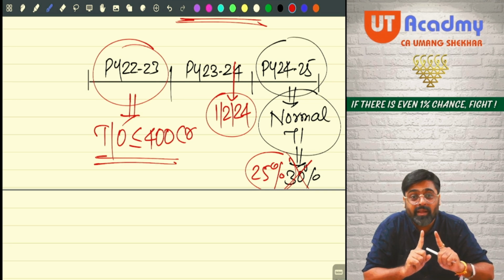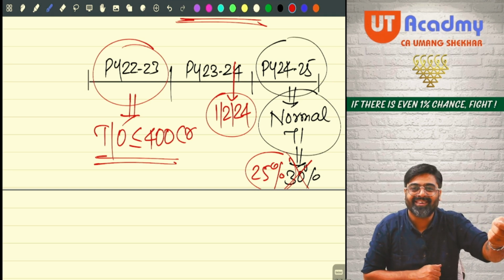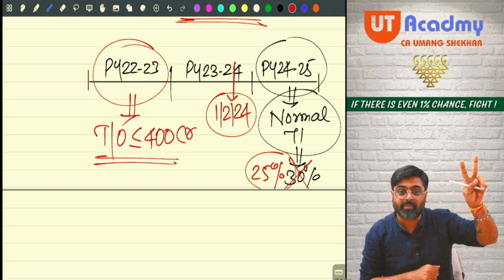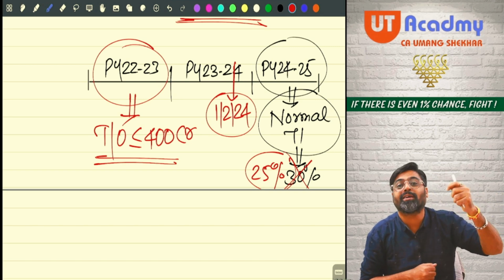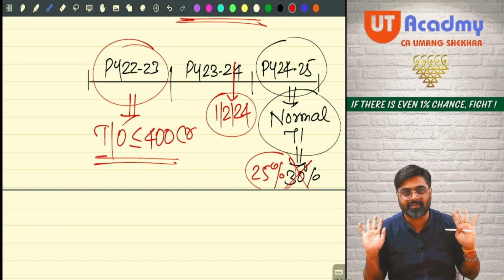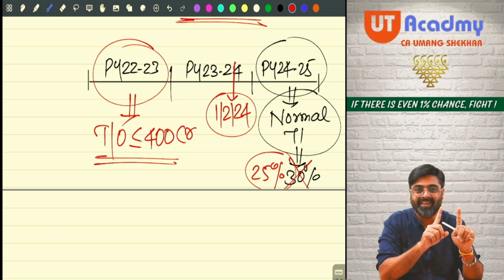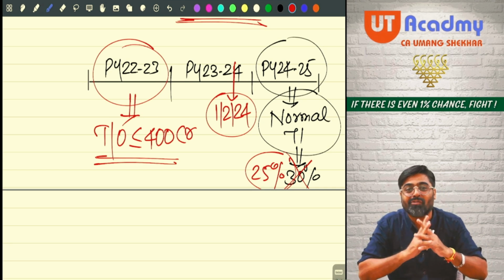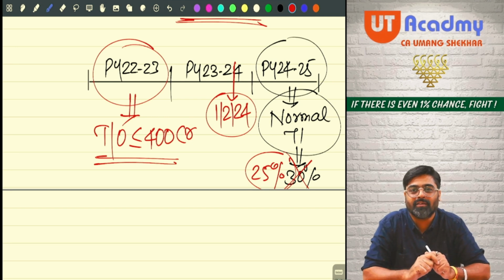So it will be very dangerous right now to tell the companies that for the next year, your rate of tax will be 25% if next year your turnover happens to be 400 crores or less. It will be very dangerous. Hence, turnover of 24-25? No. At least they could have taken the turnover of 23-24. Still, it will be dangerous.